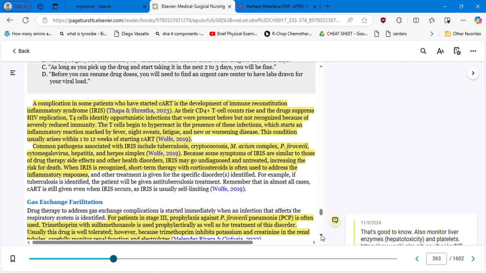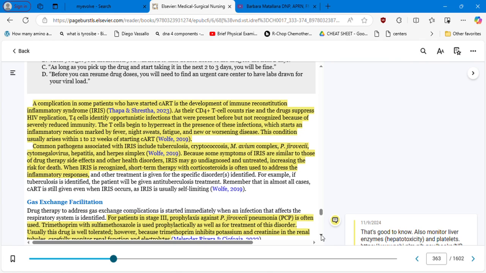In other words, while the patient was having low CD4, right, these soldiers that are attacking infections, the count was low, so they were not able to fight all the infections that were present in the body. So these infections were unnoticed. Once they start taking the CART, the combination antiretroviral therapy, now the CD4 count increases. And now, since the soldiers are more, the military is bigger, they start attacking all these infections that were unnoticed, right? And that is called immune reconstitution inflammatory syndrome. Because of this reaction, the patient is going to have fever, night sweats, fatigue, and new or worsening disease. This condition usually arises within 1 to 12 weeks of starting the CART.